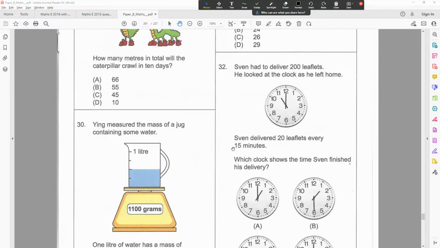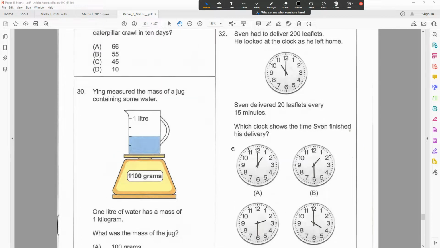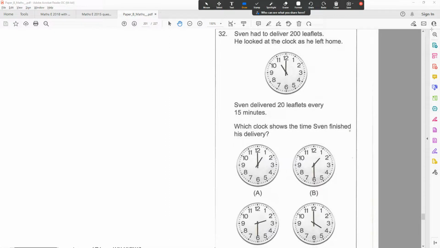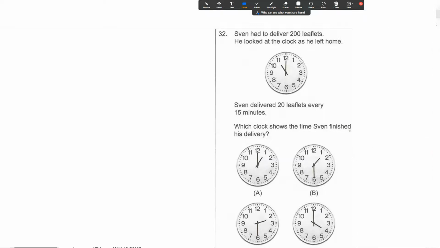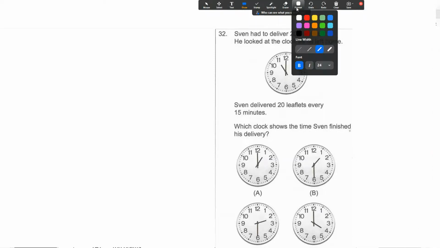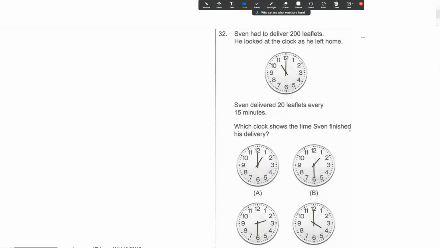Okay, let's look at this clock question. Do you guys know who Sven is from the Disney programs? Who's Sven? A reindeer. The reindeer. Sven had to deliver 200 leaflets. He looked at the clock as he left home. Sven delivered 20 leaflets every 15 minutes. Which clock shows the time Sven has finished? All right, which clock shows the time Sven has finished? This is A, this is B, this one here is C, and this one here is D. Okay?